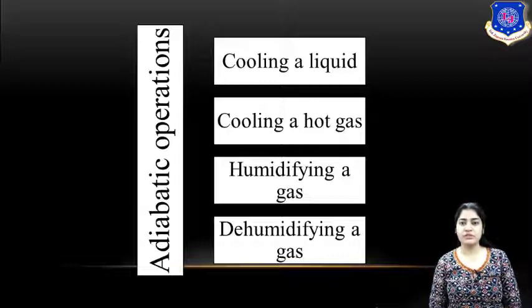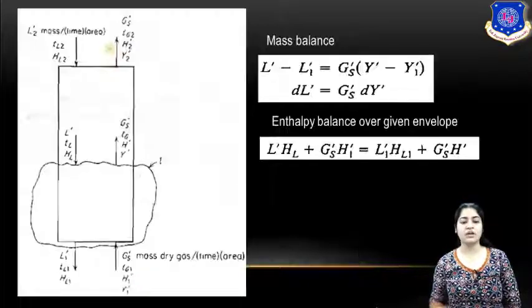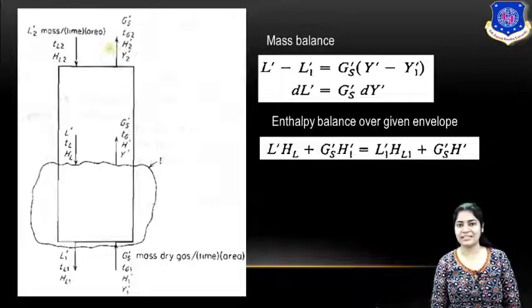So what are the processes which are involved in the adiabatic operations? First is cooling a liquid, then cooling a hot gas, humidification of a gas, and dehumidification. All these processes are part of adiabatic operations. Talking about the derivation part, first of all let's start with the cooling tower. Here you can see that counter current exchange of liquid and gas is happening.